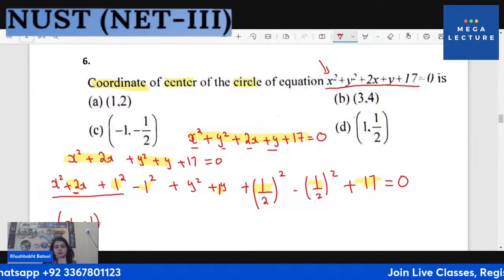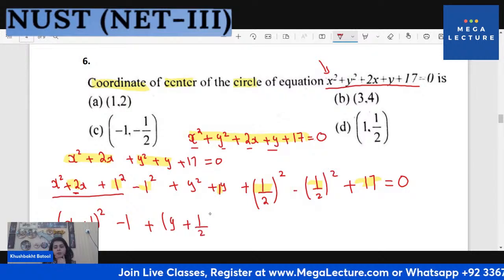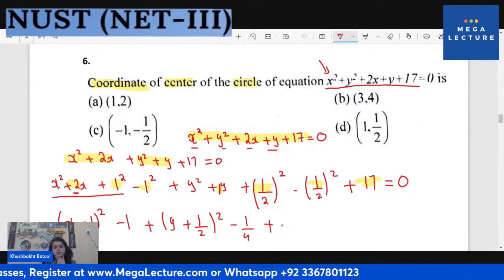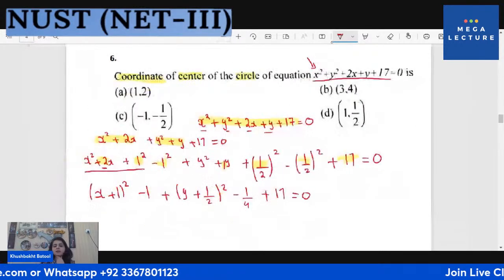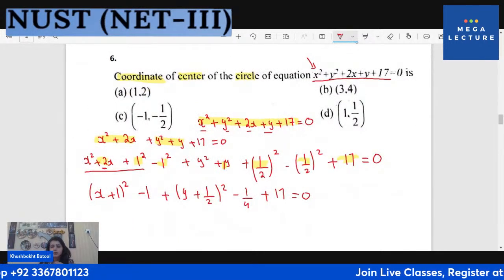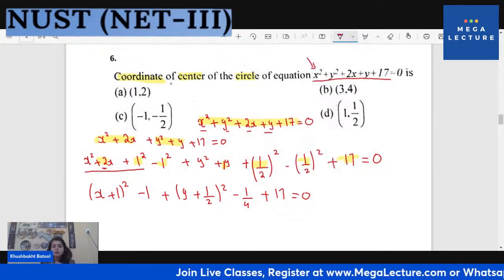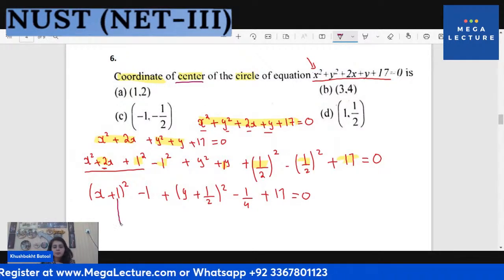(x plus 1) squared minus 1 plus (y plus half) squared minus 1 by 4 plus 17 equals 0. There's no point in converting this completely, because the question we need to answer here is the coordinates of the center. So this would be the x coordinate and this would be the y coordinate.